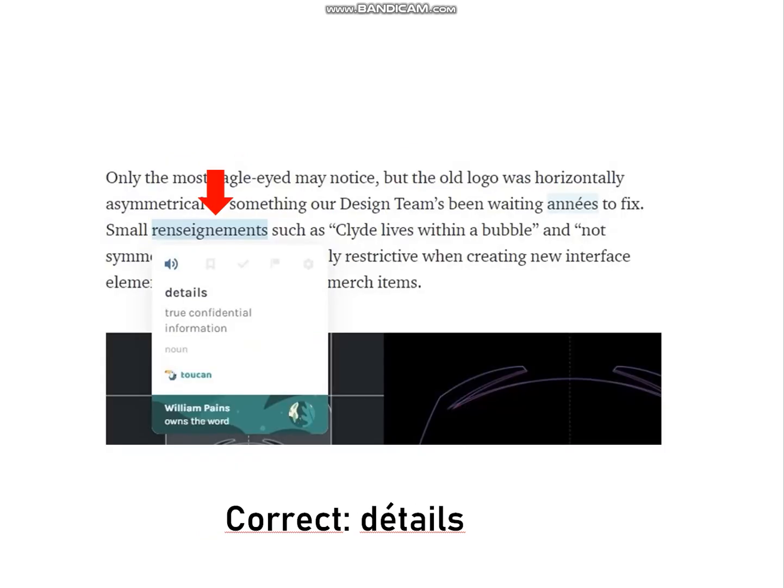Here, the small details, such as so and so. So in this case, a detail is a small portion of the thing. But here it thought it was details as in the military word for confidential information, which it translated as renseignement. But the correct meaning here would be details as in small parts of something you have to pay attention to, which would just be détail, right?